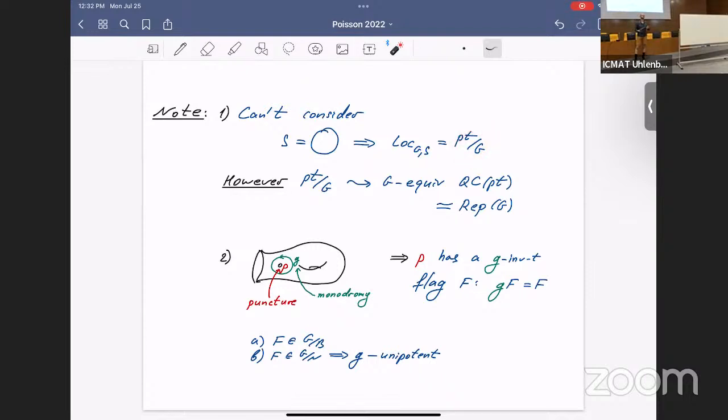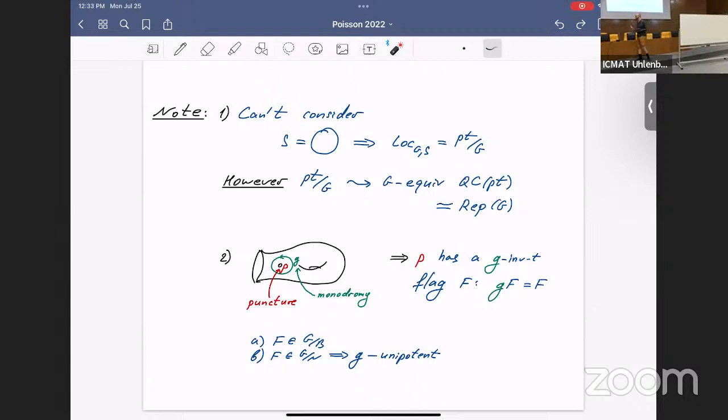Right, so point mod G, of course, doesn't make sense as a non-affine variety. It doesn't make sense as you can't consider algebra functions on it. But from the point of view of quasi-coherent sheaves, that makes perfect sense, right? Because what you're considering is G equivariant quasi-coherent sheaves on a point. So quasi-coherent sheaves on a point are vector spaces. G equivariant, you're just considering G representations. So this is Rep G, right? Ideal. So then this will be our starting point.